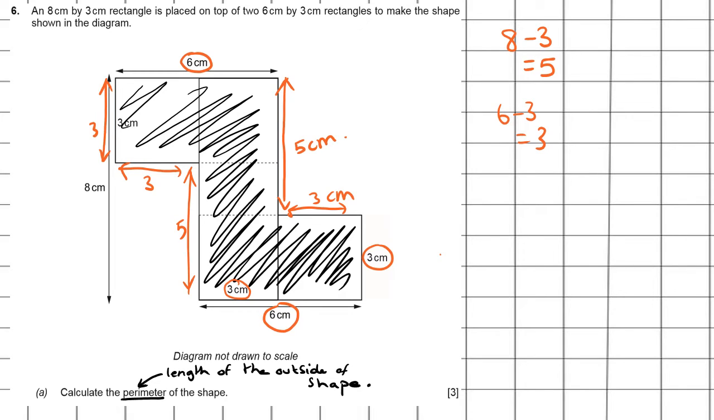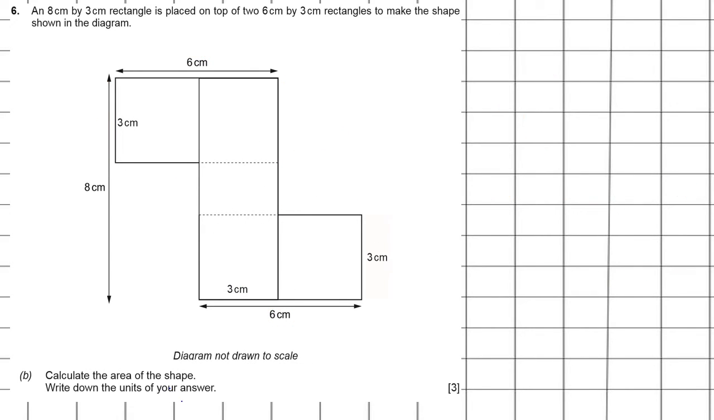So add them all up. No, we don't, sorry. We got 6 plus 5 plus 3 plus 3 plus 6 plus 5 plus 3 plus 3. Okay, so 6 plus 5 plus 3 plus 3 plus 6 plus 5 plus 3 plus 3 gives us 34 centimeters. Okay, now we have to work out the area and write down the units of our answer.